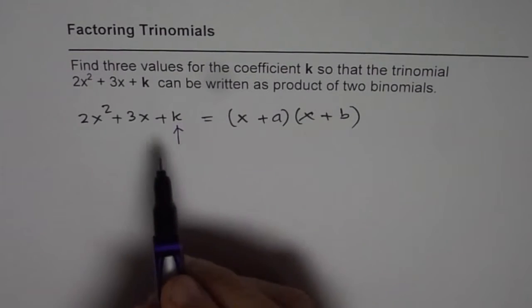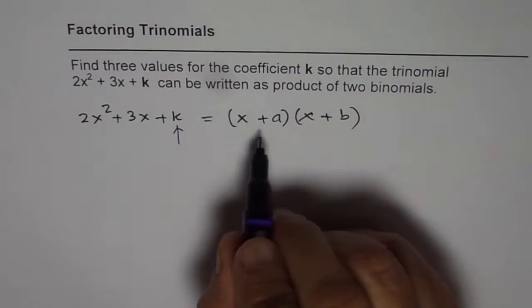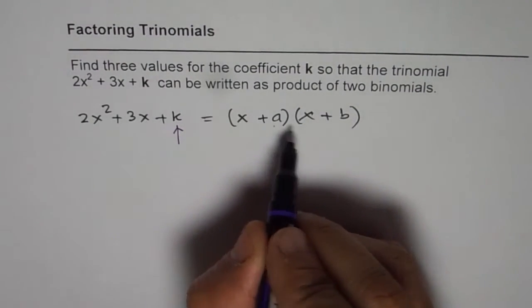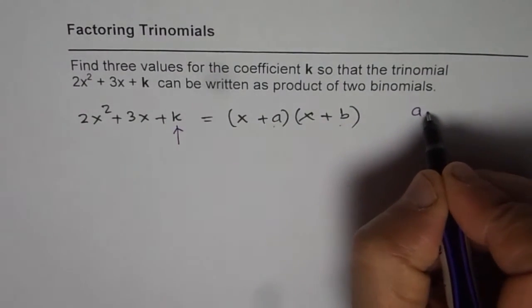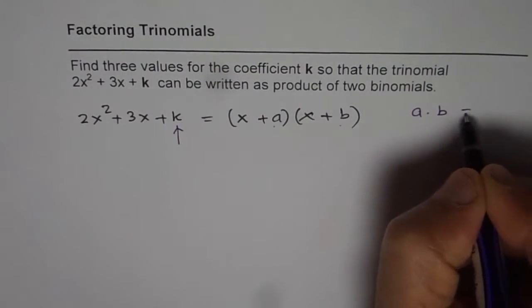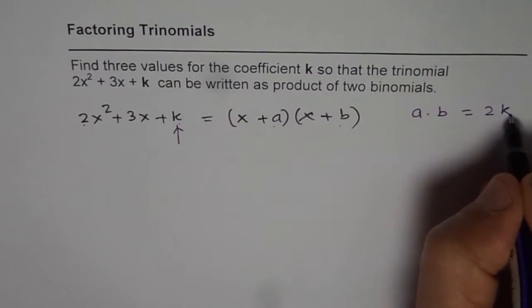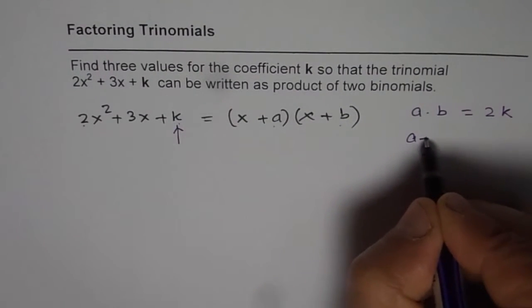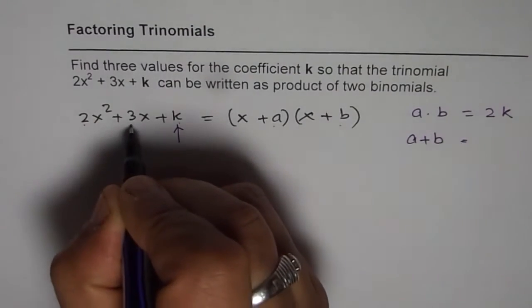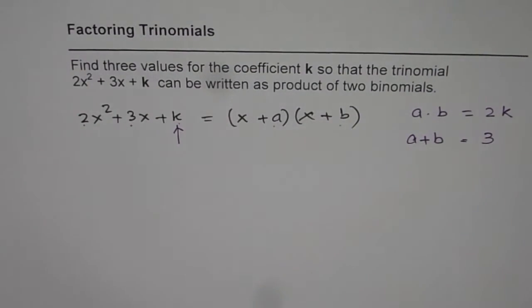Well, the strategy here is, if you can factor this, that means a and b are numbers whose product, that means a times b, should be equal to 2 times k, and the sum of a and b should be equal to 3, correct? So that is the strategy which we are going to follow to find possible values of k. I hope you understand and appreciate it. So we will calculate it in this fashion.